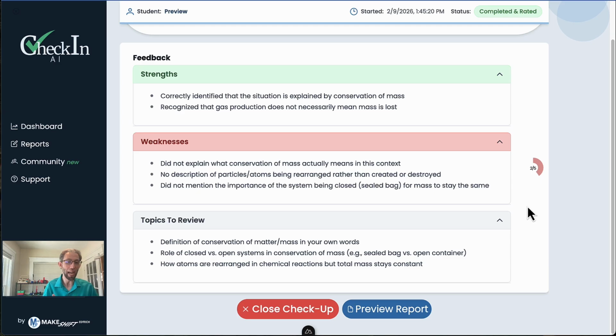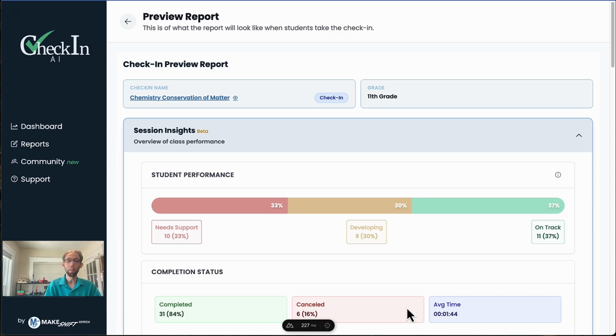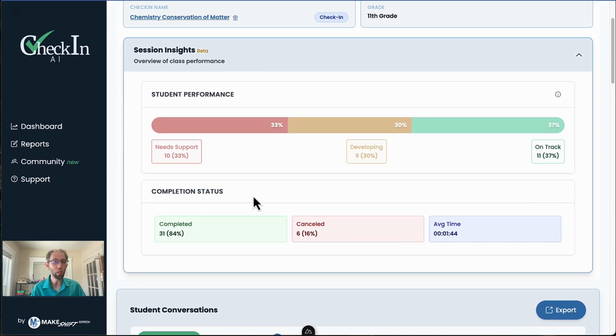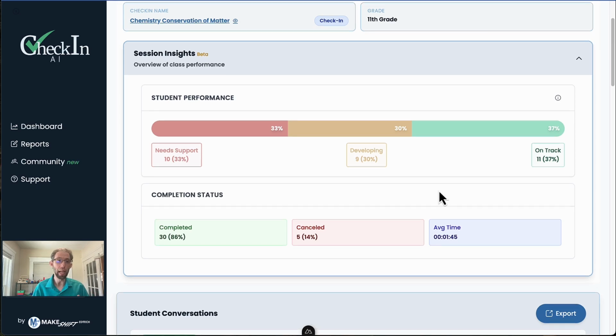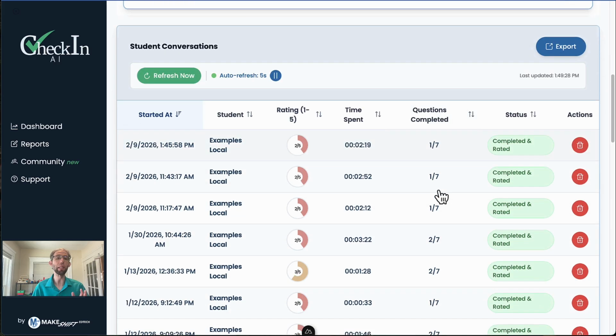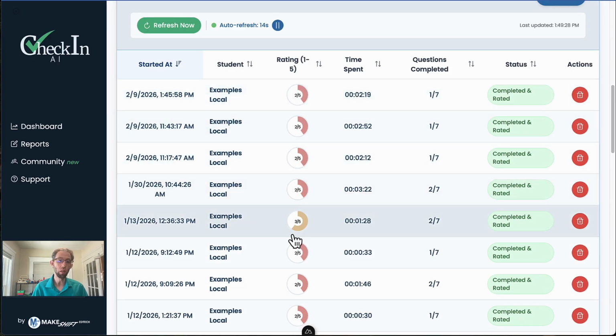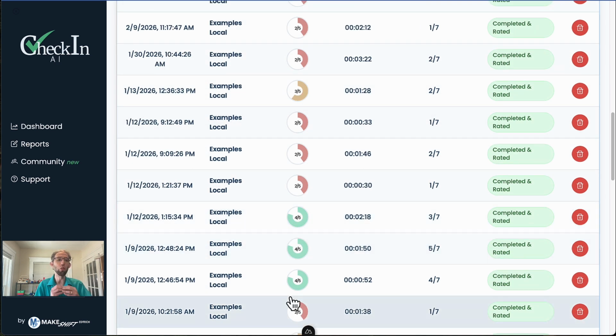So that's the student side. How is this helpful to the teacher? Well, if you go to the report, here the teacher can see the entire class. And here's a quick overview that's in beta to show what percentage of your students need support, what's developing, and how many are on track. This is a made-up class, but this can be useful if this is a real class because you could go down here and see exactly which students need support and which are okay. So you could know which students you need to go out as the teacher and support and help first.